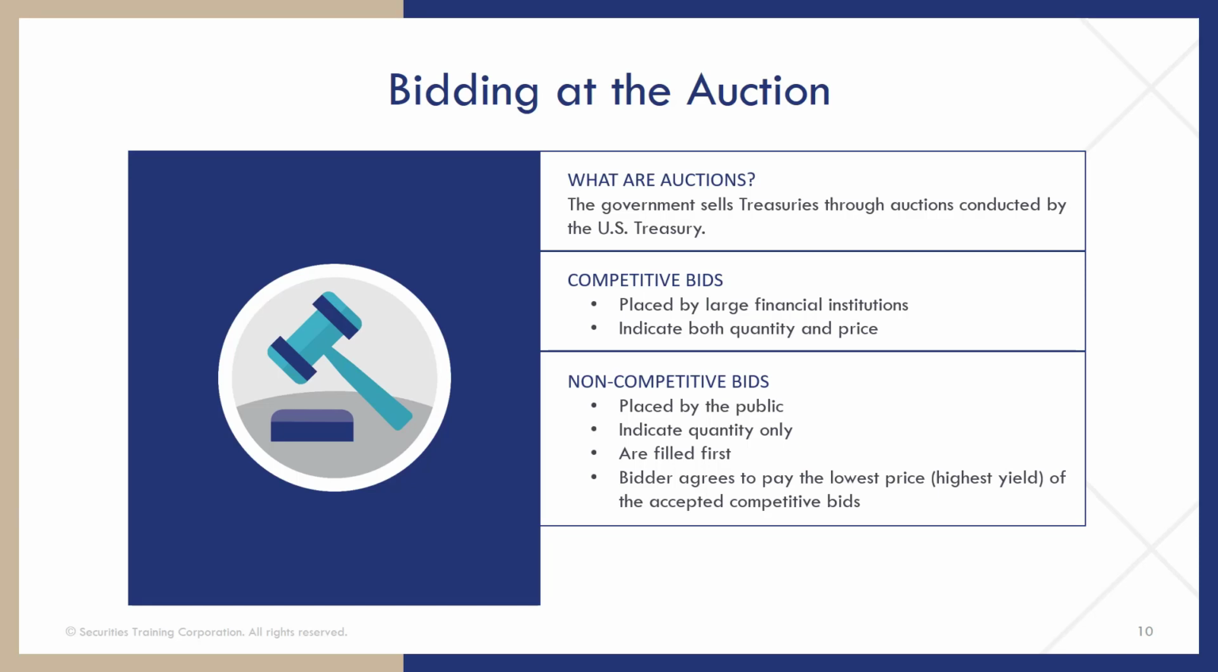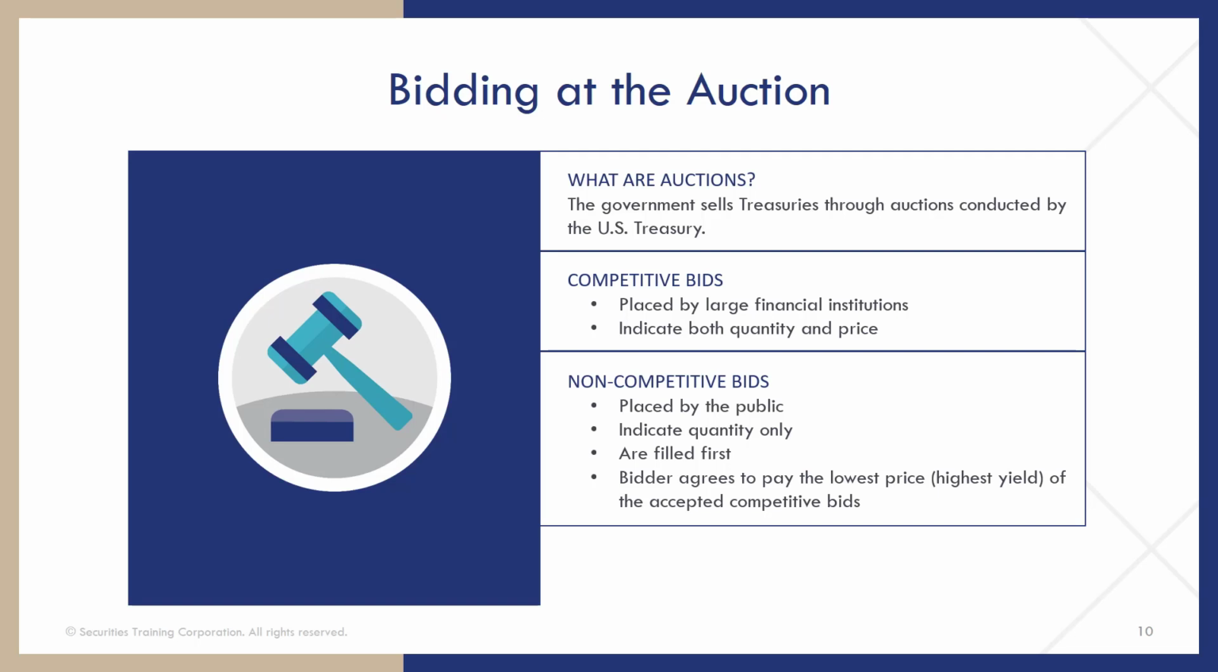Large financial institutions generally have to place their bids as competitive bids. But there's also non-competitive bids, which are often placed by the public, where they indicate only the quantity that they're willing to buy. So I'm willing to buy $10,000 worth of these T-bills or T-notes or T-bonds. But I don't indicate the price or yield. So you can think of it a little bit more like just a market order. I want to buy $10,000 worth of these T-bills, T-notes, T-bonds, whatever they're auctioning off. And what I'm going to get is the price that they come out at, which we'll talk a little bit more about in a second.